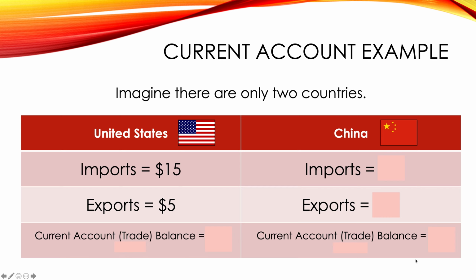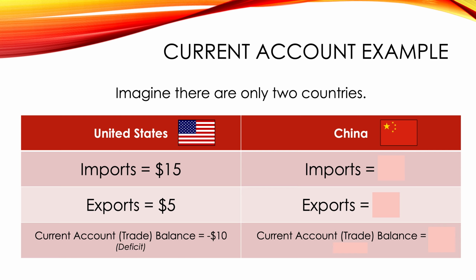So imagine that in a year, let's just say this is for 1 year, the United States imported $15 worth of stuff. It exported $5 worth of stuff. Can we calculate the United States' current account balance, aka its trade balance, exports minus imports? Well, sure we can, right? Exports is 5 minus imports is 15, right? 5 minus 15 is negative 10. So the current account balance for the United States is negative $10.